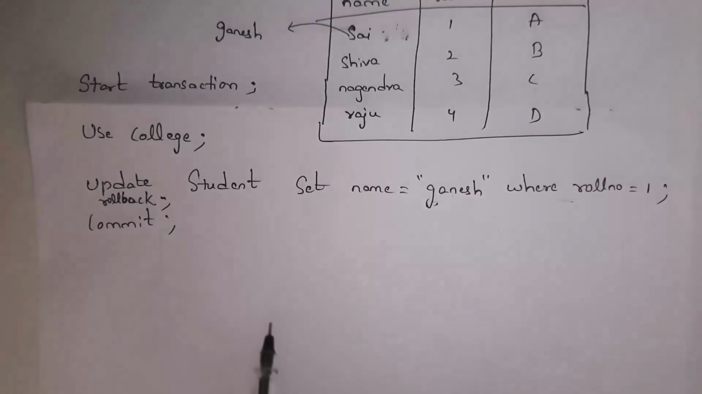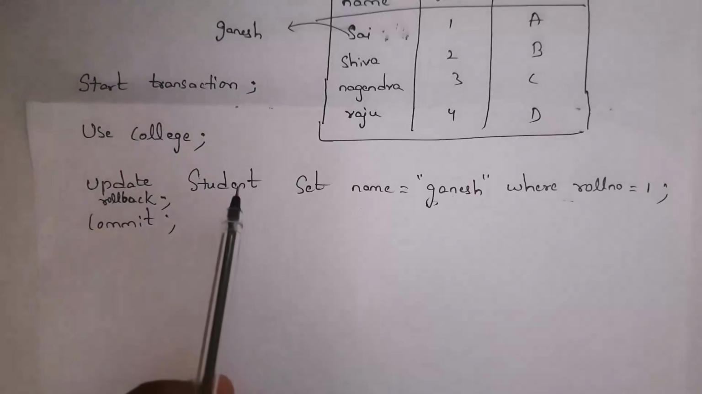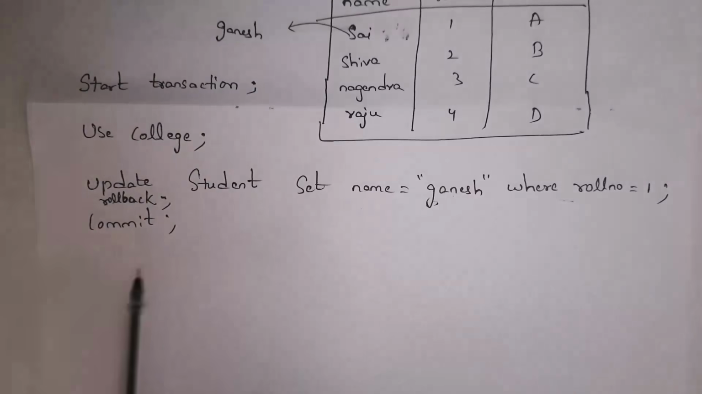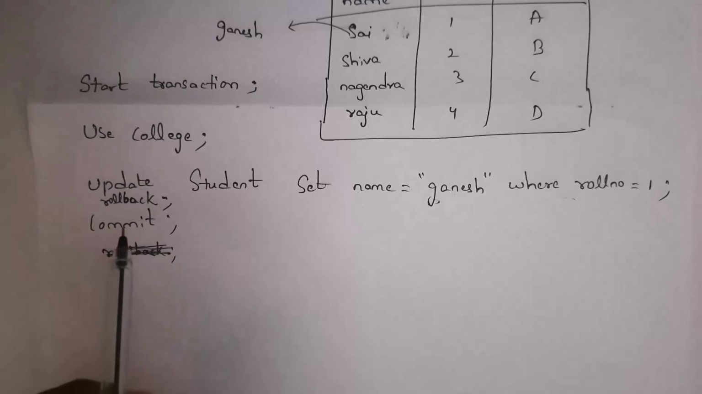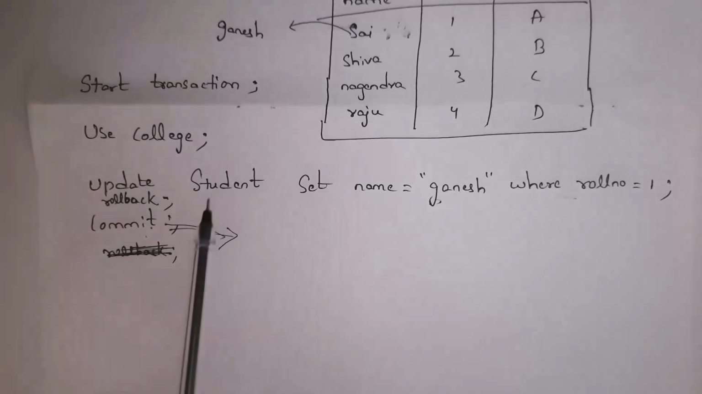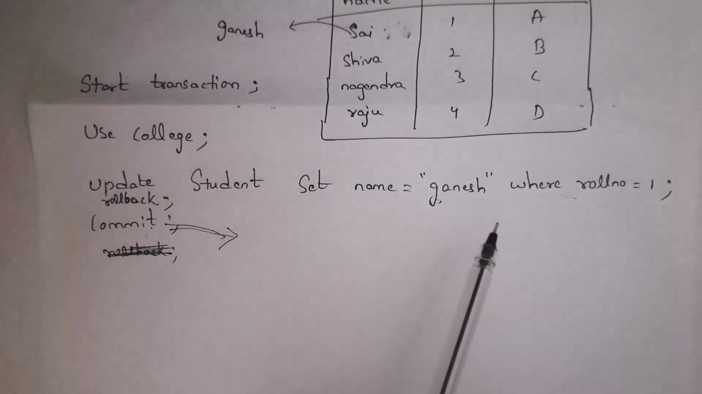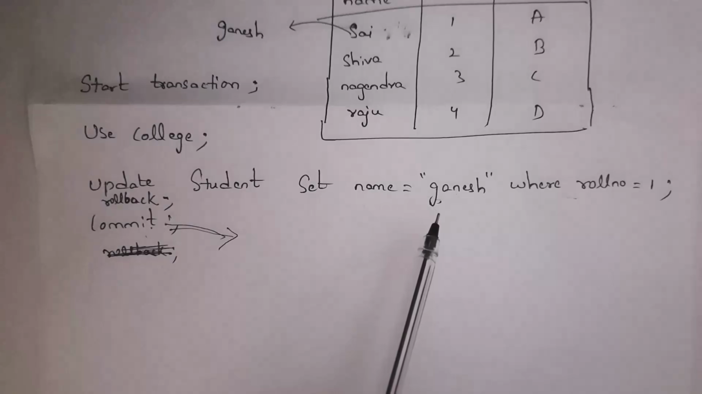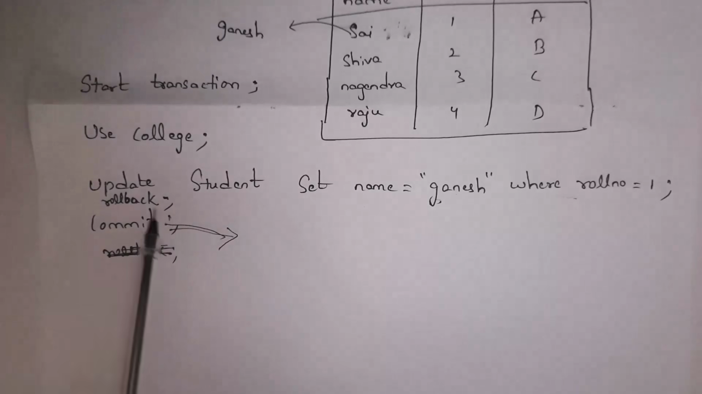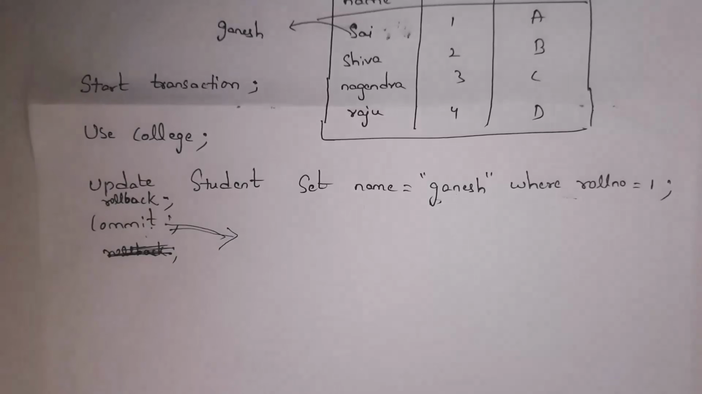Guys, just remember that we can undo any transaction only before writing commit. After writing commit, we cannot undo any transaction. So use rollback only before commit. Don't use rollback after commit. Whatever the transaction that we perform, this transaction will be stored permanently in database by using commit. And if you want to undo any transaction, then you need to use rollback. This is all about transaction control language.